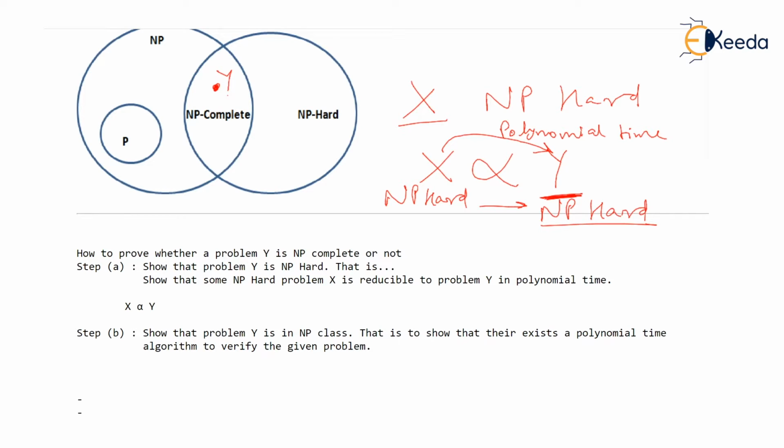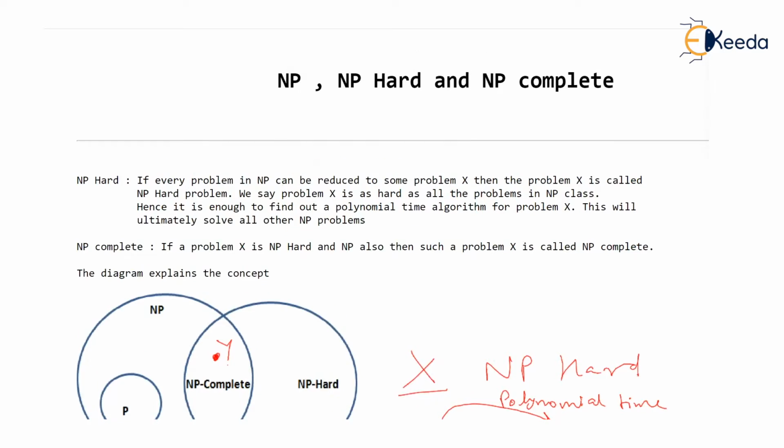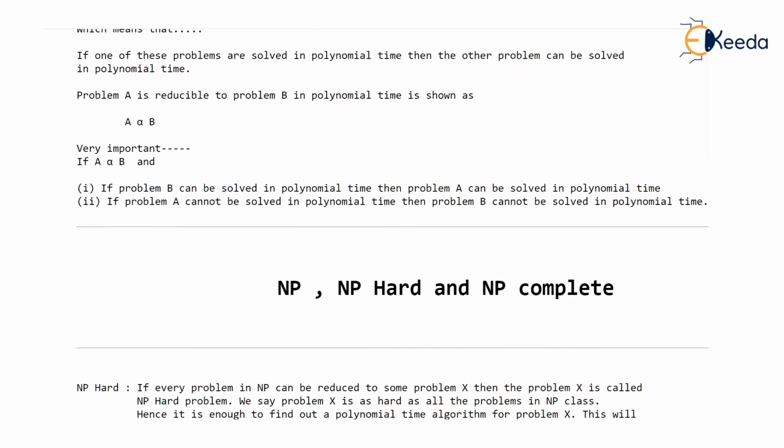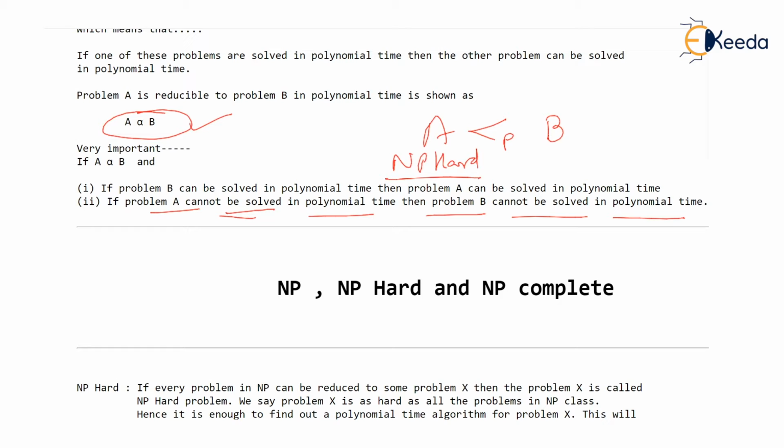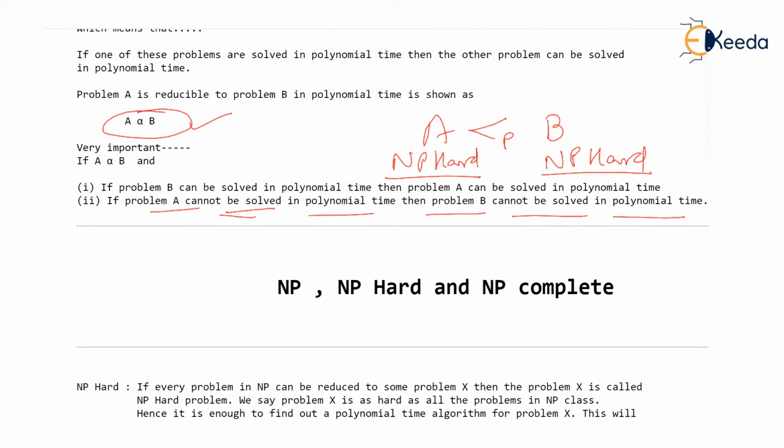Because if there exists no polynomial time algorithm for X, then there exists absolutely no polynomial time algorithm for Y. Remember the theorem that we saw in the earlier videos. If problem A is reducible to B in polynomial time, and problem A cannot be solved in polynomial time, then problem B cannot be solved in polynomial time. So if A is reduced to B, and you know that A is NP hard, then surely B is also NP hard. This is what the theorem says.